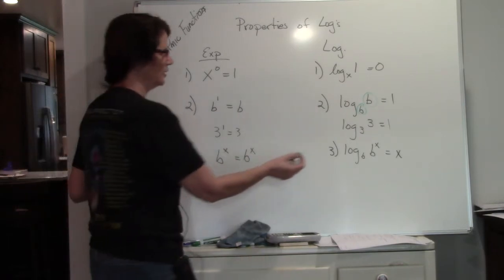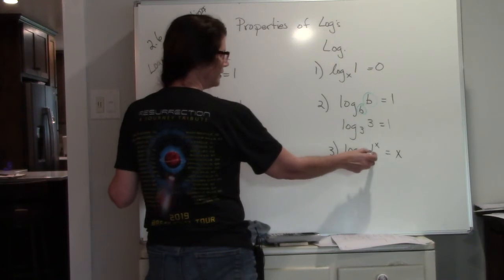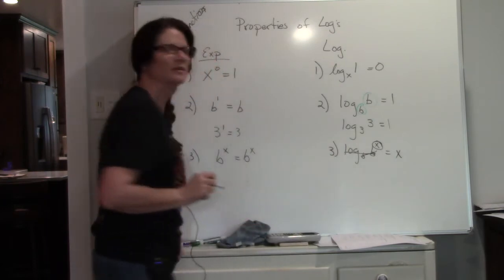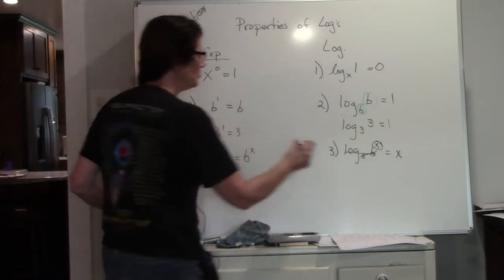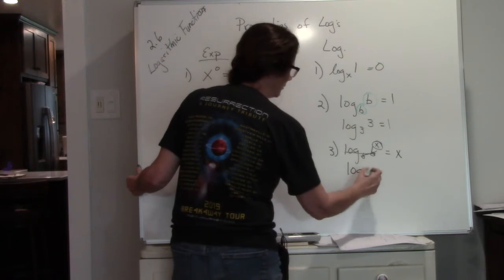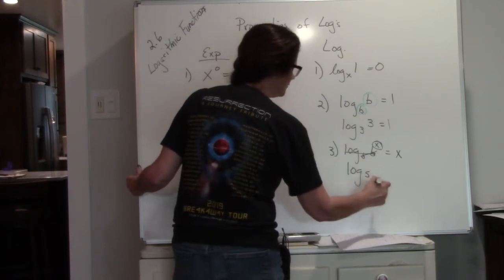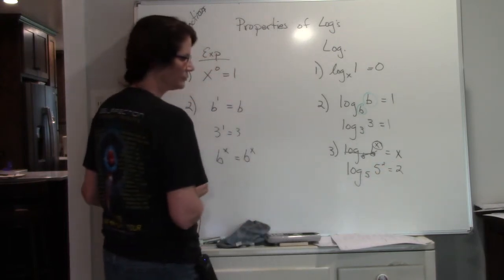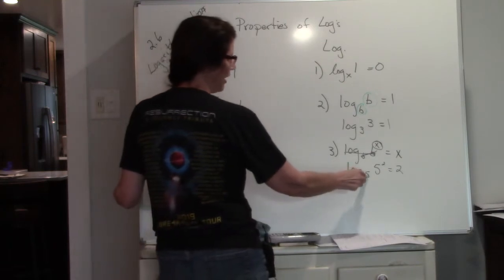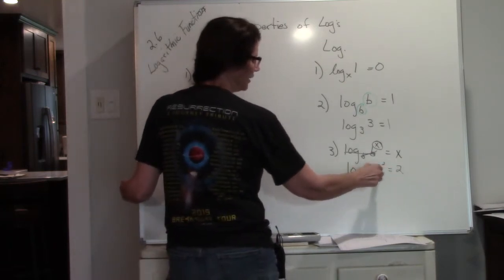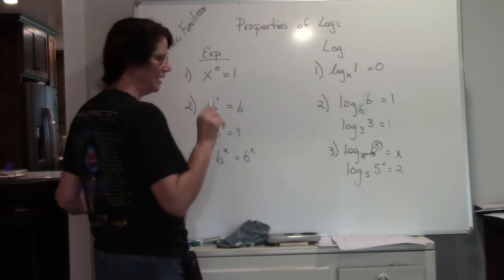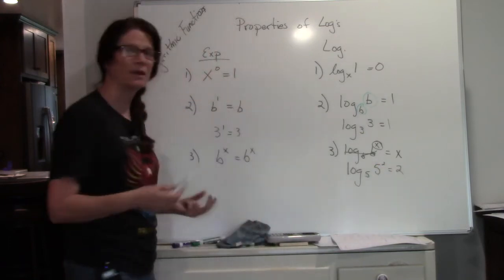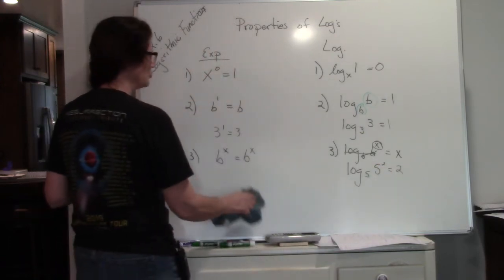Here's the trick. Since this b and this b are the same, if I cancel those, I get the value x. Let me do this in terms of a number. Log base 5 of 5 squared gives me 2. Okay, so 5 raised to the second power gives me 5 squared. It's kind of a little play on words, if you will. 5 raised to the second power gives me 5 raised to the second power. All right, so those are the first 3.